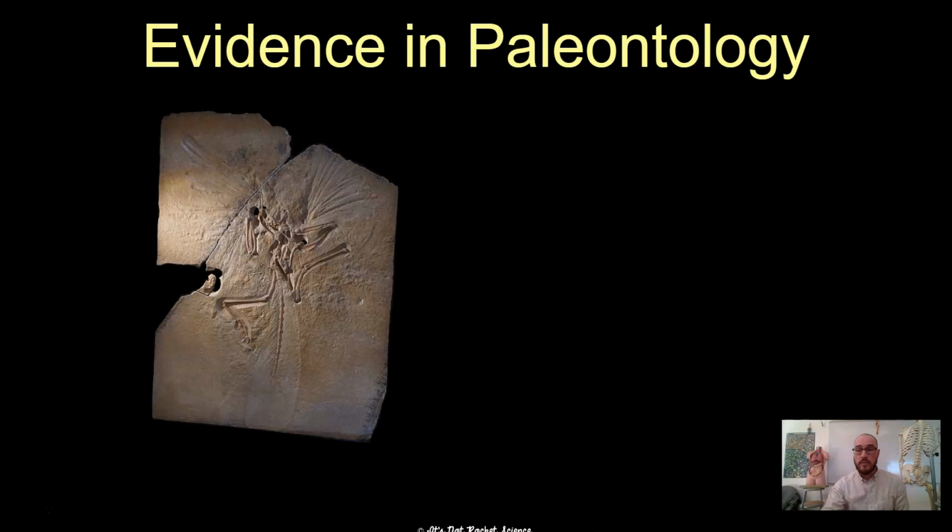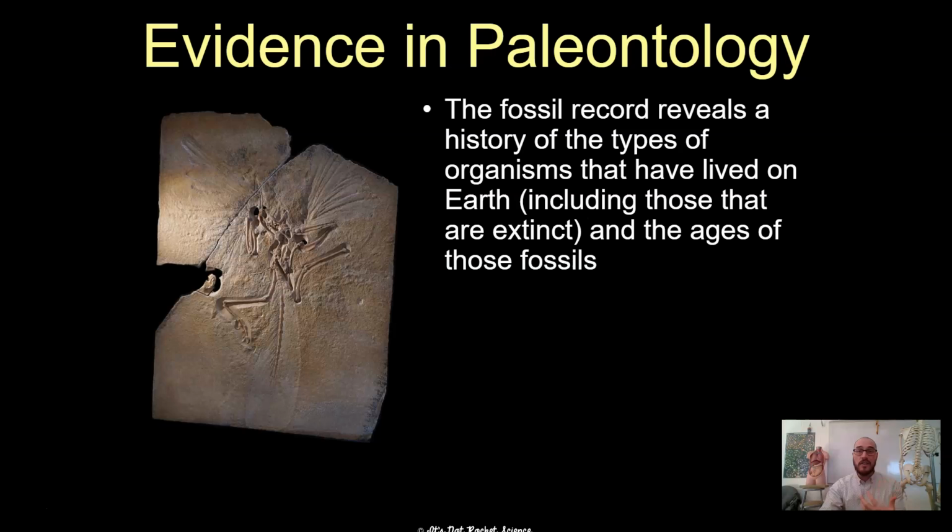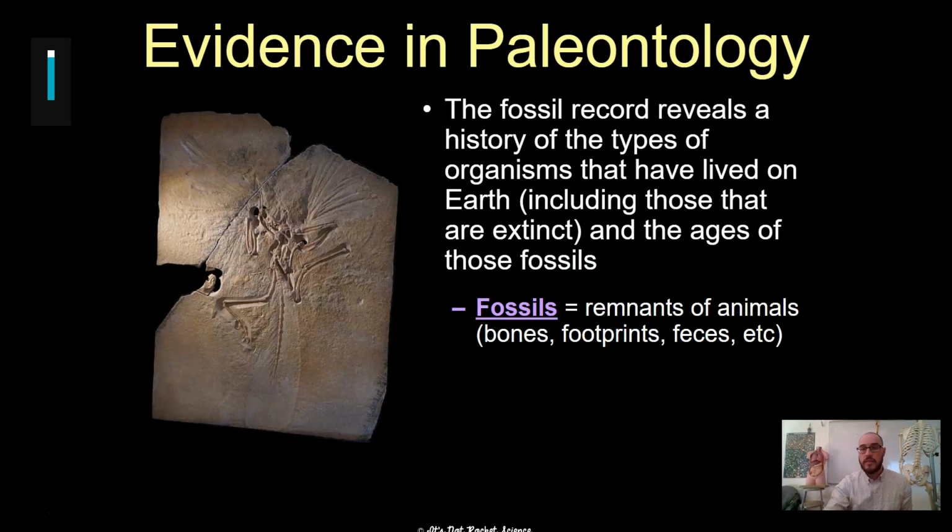What's the evidence for evolution in paleontology? Well, there is a whole lot of evidence for evolution in paleontology. All right, so the fossil record gives us a lot to look at to see how things are related. One of the coolest things is the fact that we even have a fossil record, considering how difficult it is for fossils to be made, because they're basically remnants of animal bones, footprints, feces.